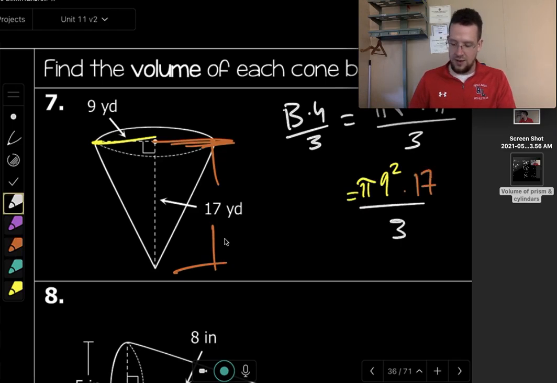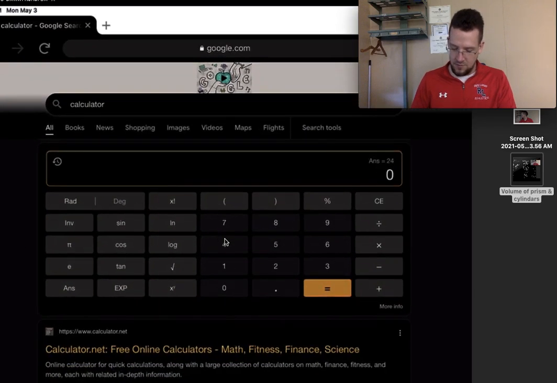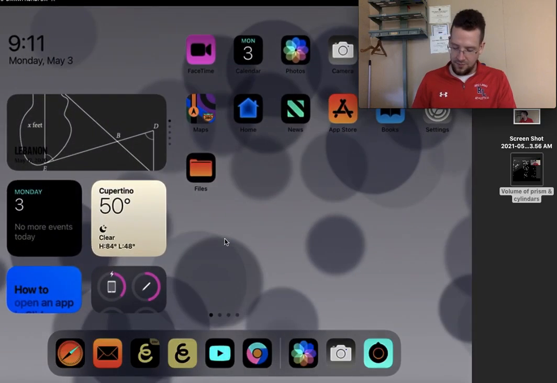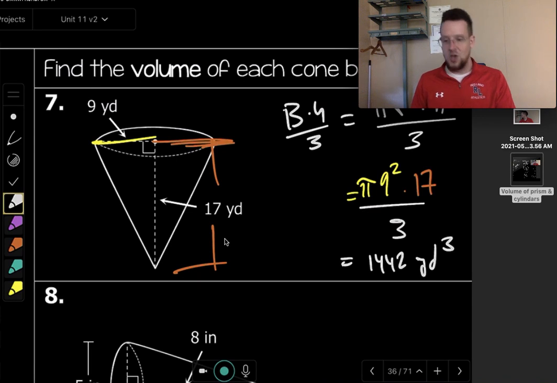So let's just go ahead and do this. Pi, 9 squared, 17, enter, divided by 3, enter. This looks like it's 1442. I'm just going to round this to 1442. And these are yards cubed.